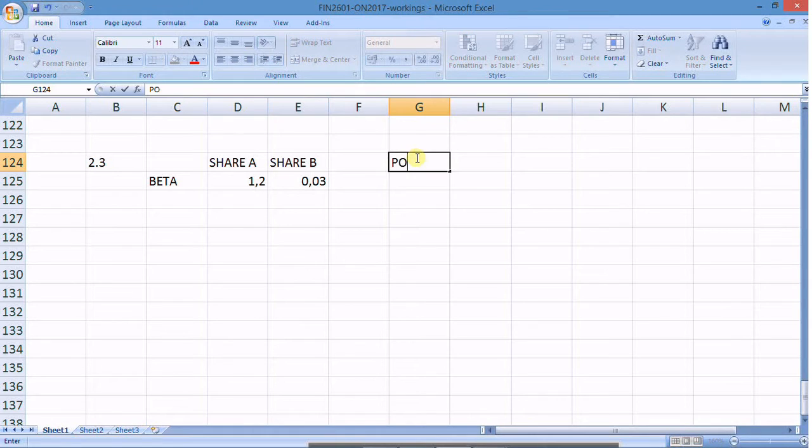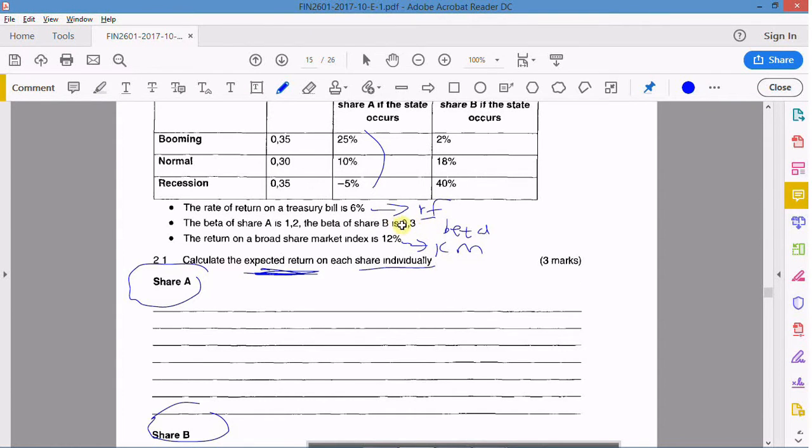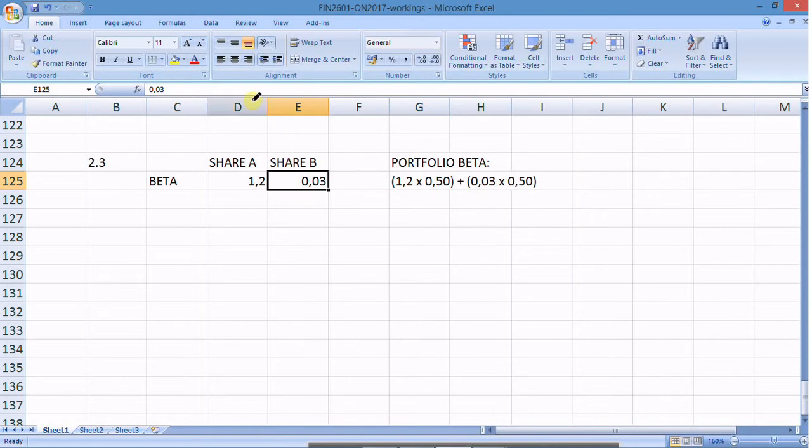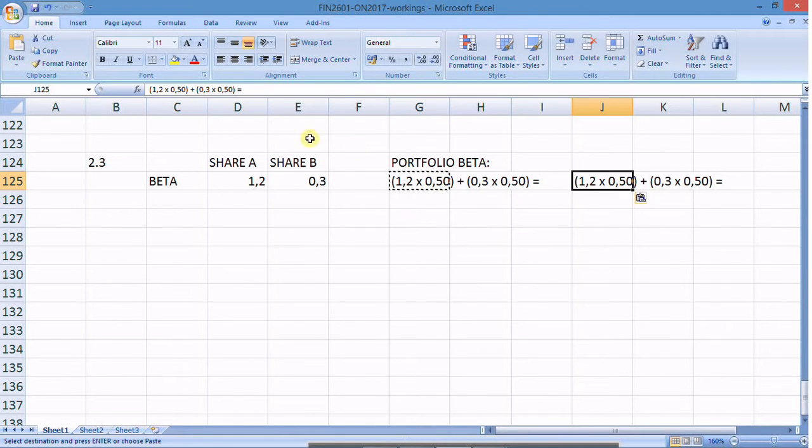The portfolio beta will be a weighting of the two. So brackets 1.2 times 50% plus 0.03 times 50%, close brackets. Let's just double check. Careful, it's 0.3, not 0.03. Okay, that's better. And that gives you an answer. Let's see what it gives us.